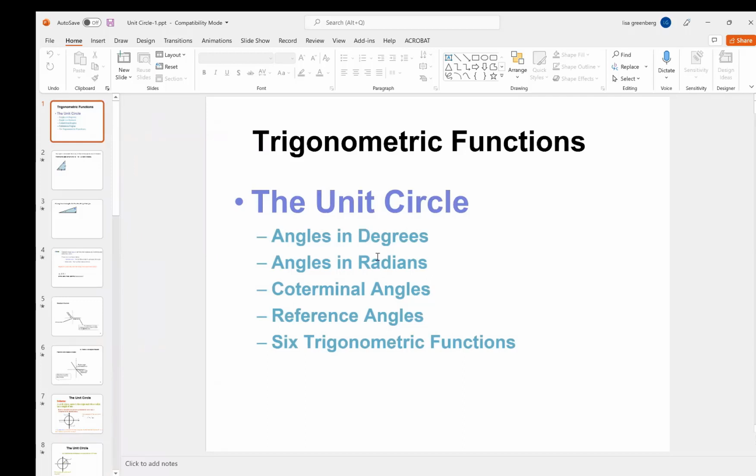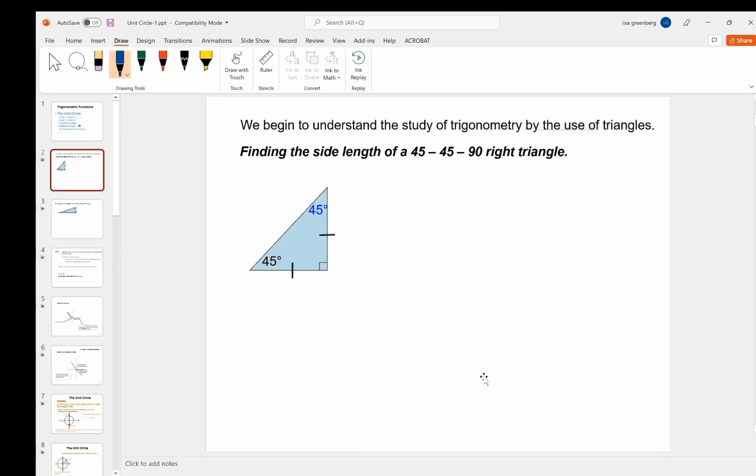The unit circle. We're going to talk about the angles in degrees, radians, what a coterminal angle is, reference angles, and then the 6 trigonometric functions. We have this unit circle, and some of you have seen it before, some of you have not, but it's important, and it is really where we get our trigonometric values from.